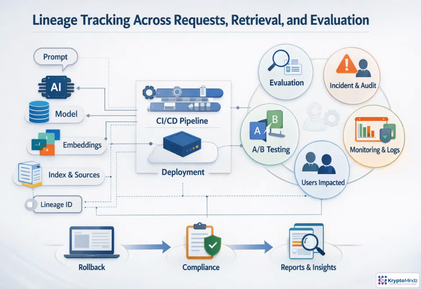Lineage turns GenAI operations from guesswork into evidence. Every response should connect back to the prompt version, model configuration, embeddings, index, source data, deployment, and evaluation run. Keep that identity intact through CI/CD, runtime traces, logs, dashboards, and reports. Then, when quality drops or an incident occurs, teams can ask precise questions. Which release changed? Which retrieval assets were used? Which users were affected? And whether rollback is justified. Strong lineage also makes audits, A/B tests, and regression analysis faster because the relationships are already captured.